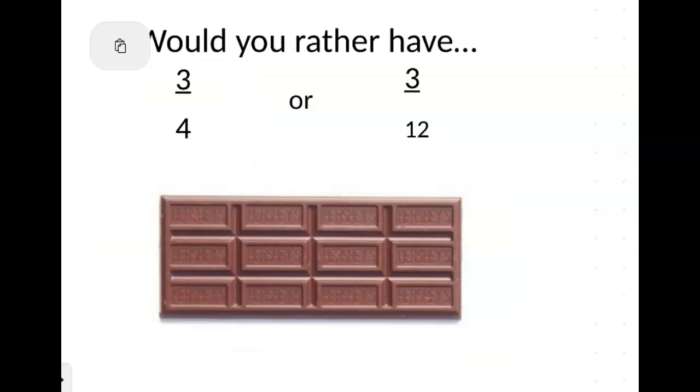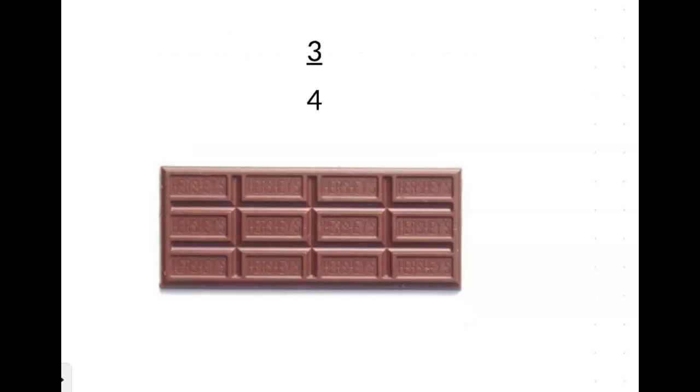Here, I have a chocolate bar. Would you rather have 3/4 of the chocolate bar or 3/12? Let's take a deeper look at each fraction. 3/4. I will need to partition my chocolate bar into 4 equal parts because that's what my denominator tells me. 1, 2, 3, and 4. Then I shade 3 out of the 4. 1, 2, and 3.